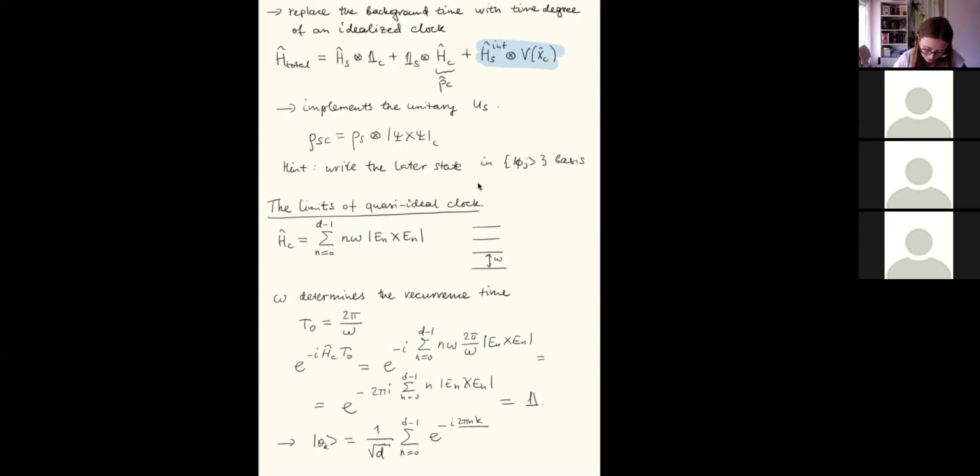Nk over d. So the idea of these time states is that, for example, they rotate into each other after some time T0 over d. So if we evolve the state theta k for the time T0 over d, we would actually get the next state.